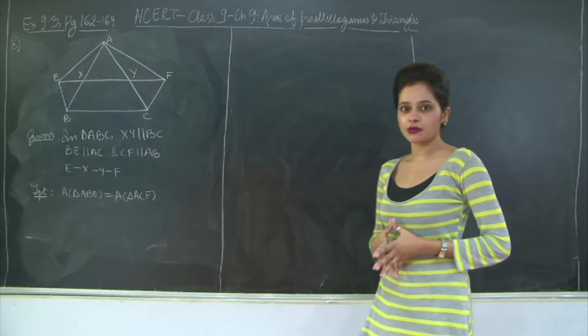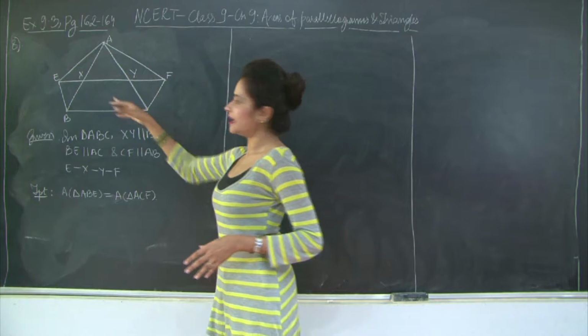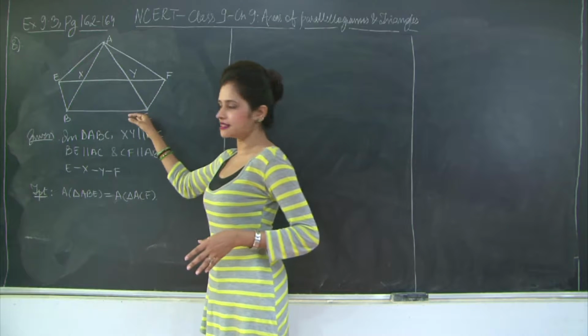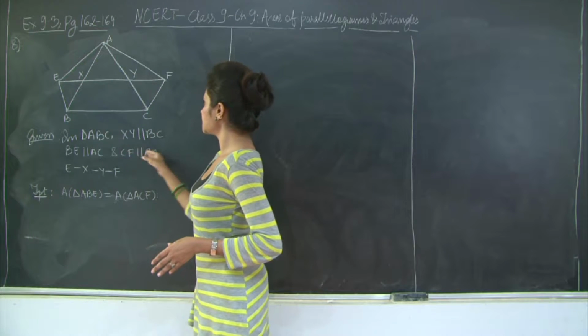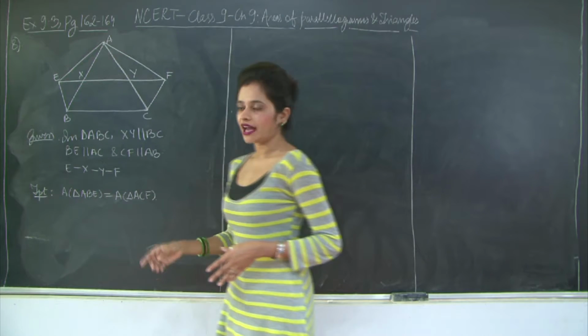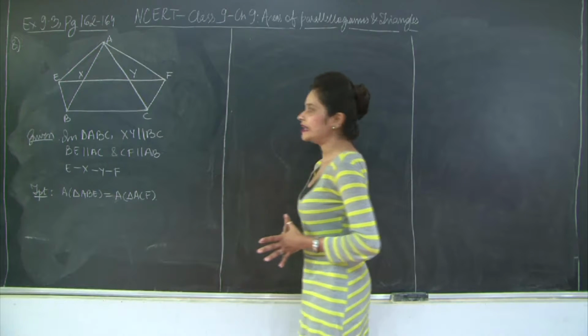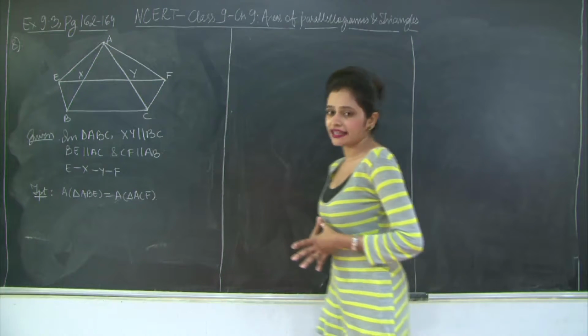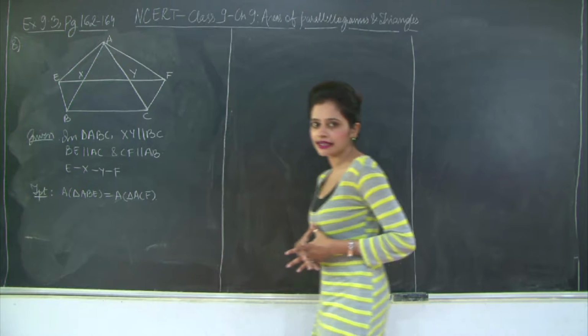Exercise 9.3, question number 8. It's been given that for my triangle ABC, XY is parallel to BC. I have BE parallel to AC and CF parallel to AB. And I have points E, X, Y and F lying on the same line segment EF or FE. I need to prove that area of triangle ABE is equal to area of triangle ACF.